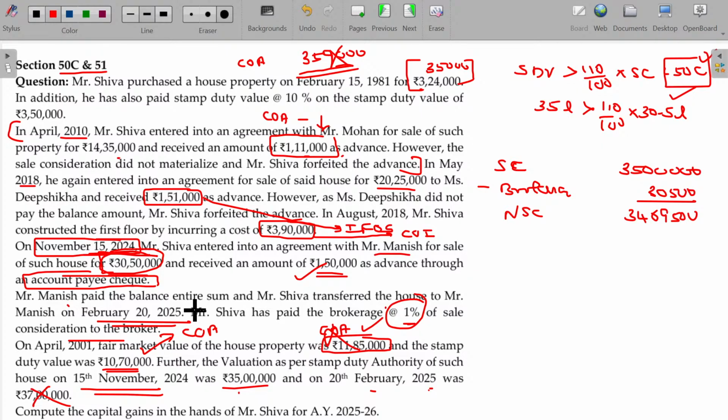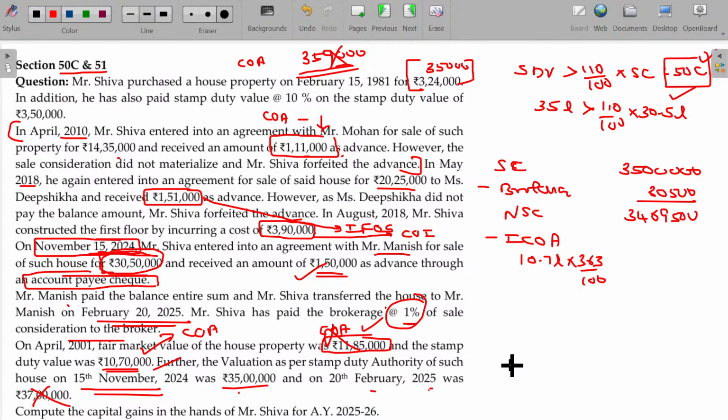And minus indexed cost of acquisition. So the acquisition cost being 10 lakhs 70,000, 10.7 lakhs, into current inflation index 363 divided by 100. Why we have taken 10.7 lakhs should also be explained properly.